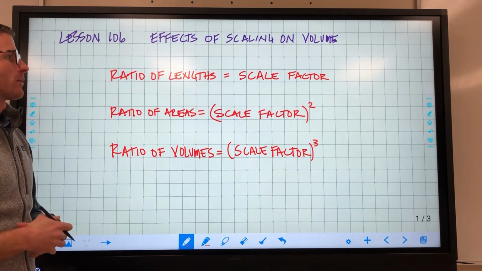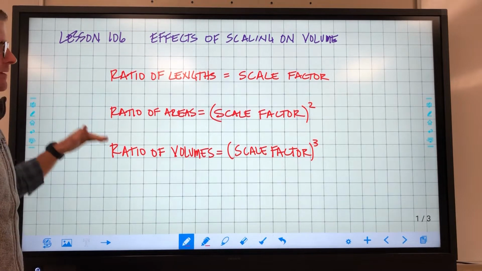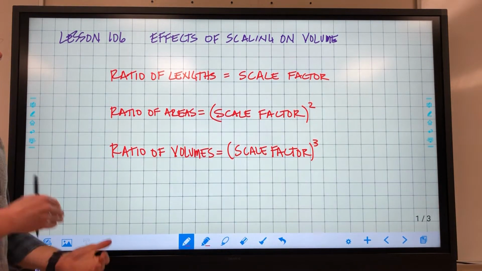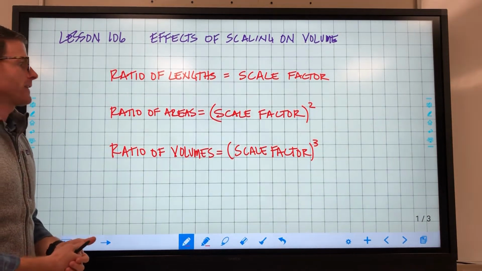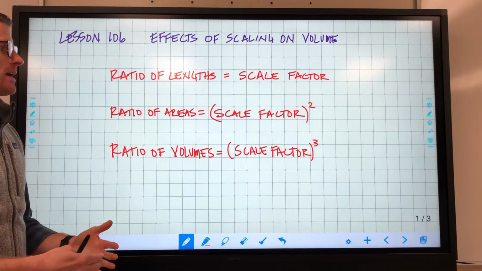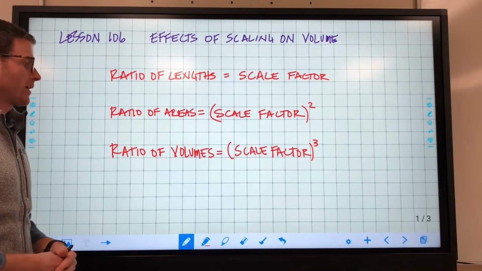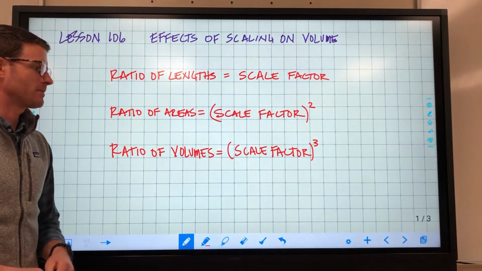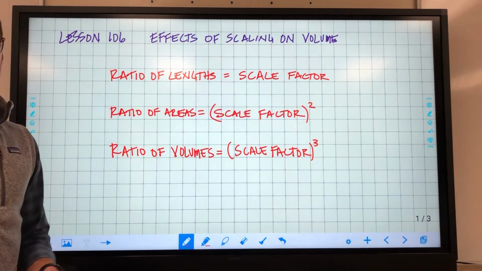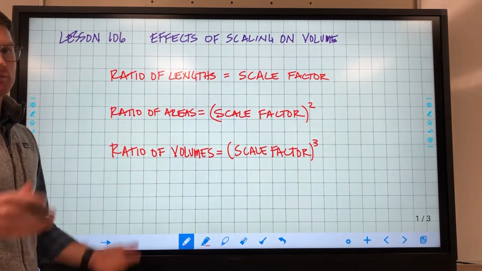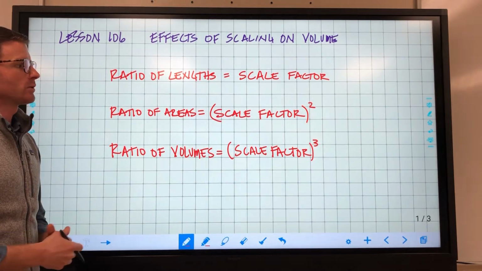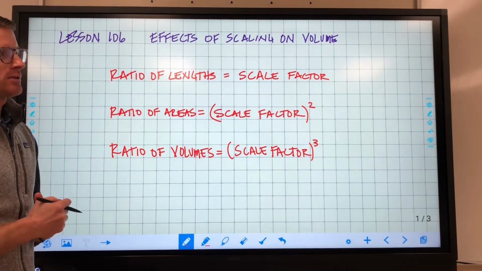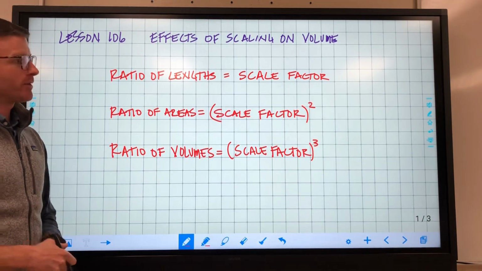So we are reviewing these three facts, right? The ratio of lengths between two objects is equal to the scale factor. The ratio of areas between two objects is equal to the scale factor squared. And the ratio of volumes between two objects is equal to the scale factor cubed. That's it. You guys know this. I know you know this. So we're just going to work through a couple examples here just to make sure we haven't forgotten it.